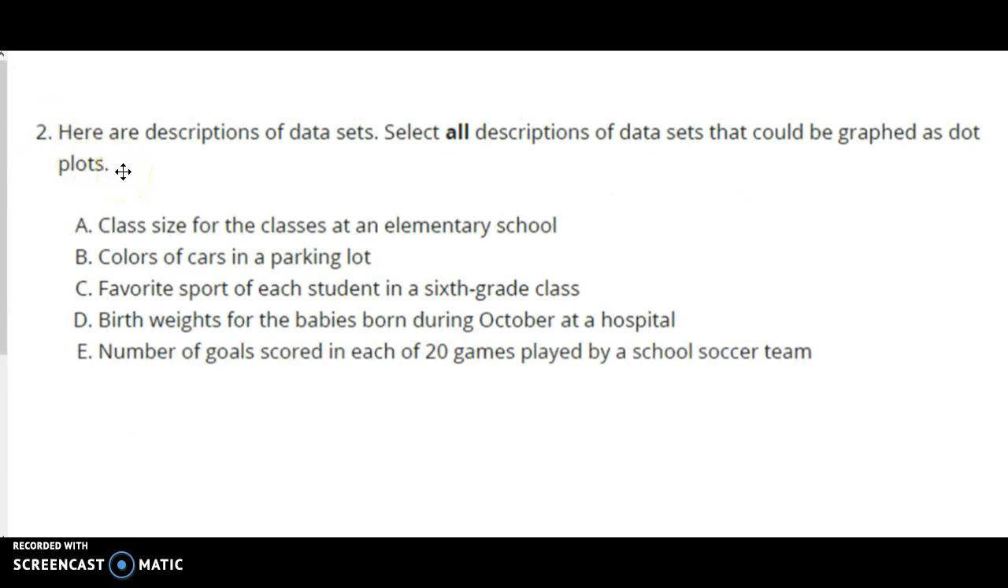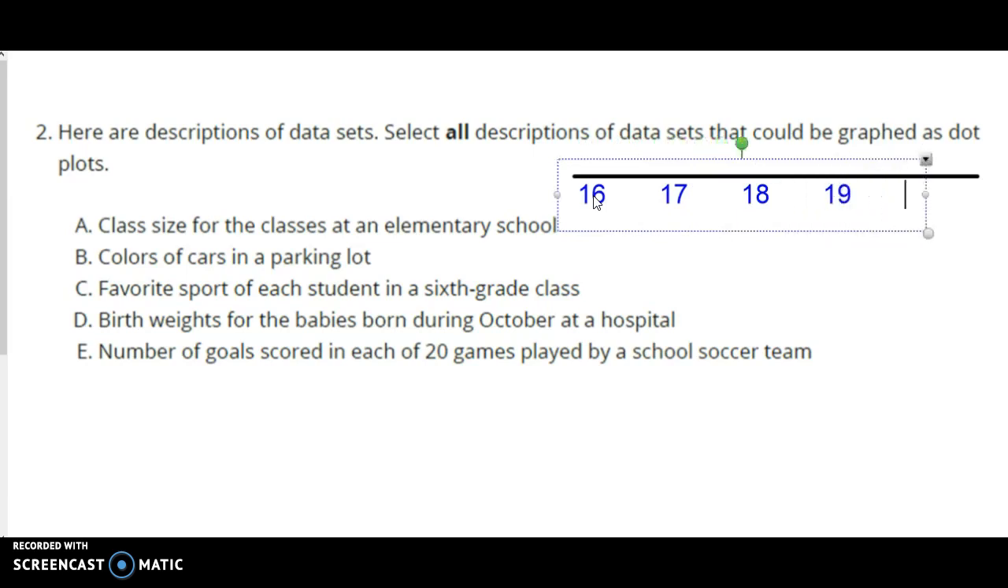Number 2, here are descriptions of data sets. Select all descriptions of data sets that could be graphed as a dot plot. So A says class size for the classes in an elementary school. If I'm going to graph that as a dot plot, let's just draw a little example over here. I might have classes that have 16 kids, 17 kids, 18 kids, 19 kids, 20 kids, and I could go all the way up. And then when I'm graphing it, I could use dots to represent how many classes have that size throughout the school. So A, could I use a dot plot to show class size? Yes, I could. So I'm going to circle A.